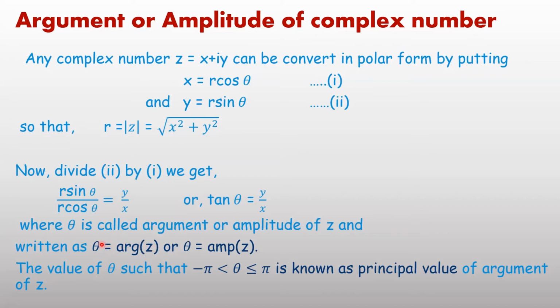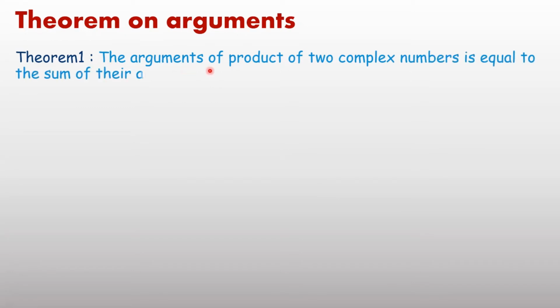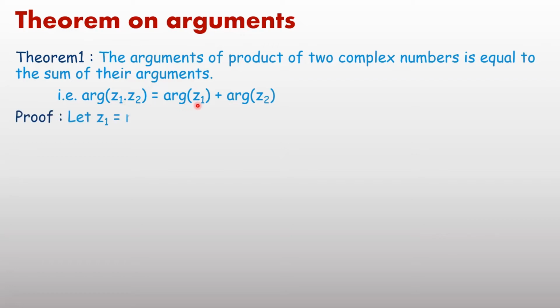In this process, if any complex number is given, you can find the modulus r and the argument of the complex number x plus iy. Now, some theorems on argument. First theorem: the argument of the product of two complex numbers is equal to the sum of their arguments. That means argument of z1 into z2 equals argument of z1 plus argument of z2.